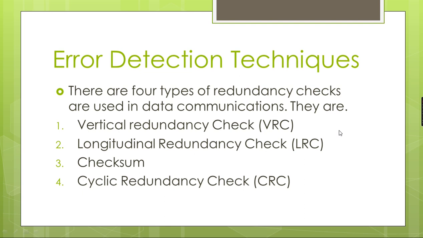Now, error detection techniques. We have a variety of error detection techniques. There are four major types of redundancy checks used in data communications: vertical redundancy check, longitudinal redundancy check, checksum, and the fourth one is cyclic redundancy check. Vertical is called VRC, longitudinal redundancy check is called LRC, the third is checksum, and the fourth is cyclic redundancy check, which is called CRC. So this is all about the errors, the types of errors, and error detection and correction. All these error detection techniques we will understand in the upcoming video. We will discuss one by one all these four types of redundancy checks.